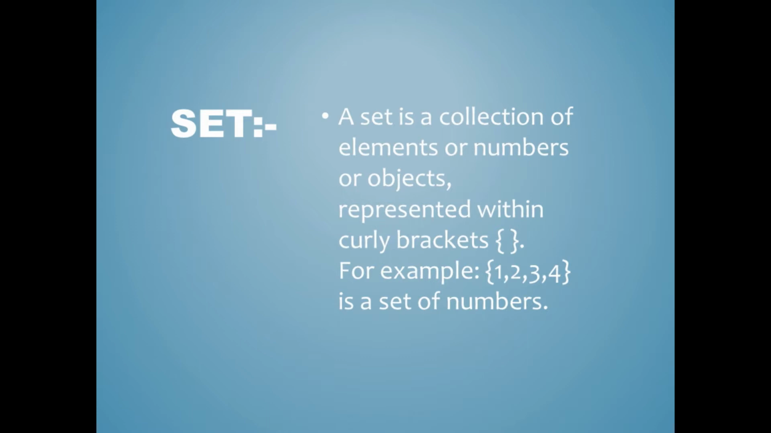What is a set? A set is a collection of elements or numbers or objects represented within curly brackets. For example, {1, 2, 3, 4} is a set of numbers. You can write your friends' names within curly brackets. You can write the cities of Pakistan within curly brackets. It will be a set. If you write any combination of different elements, different numbers, different objects, different alphabets within curly brackets, it means you are writing a set.